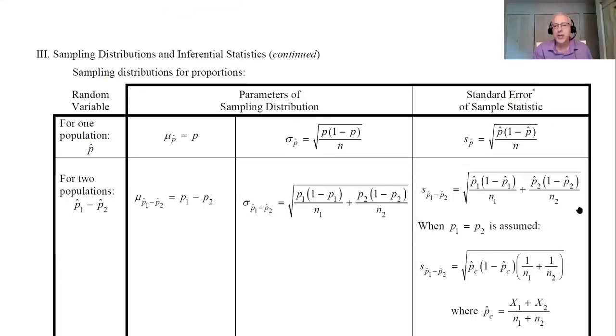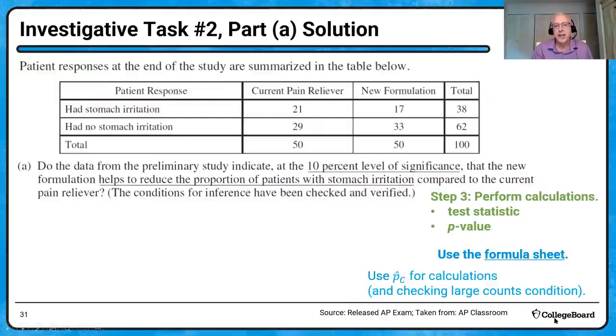And we're in this special case where it's assumed that the two true parameters are equal, where there's no difference between them. So we're going to have to use this special formula to get the standard error in the denominator of our test statistic. And we're going to have to compute this p hat sub c, the combined or pooled proportion of successes in the two samples combined. And that's a reminder, whether you're checking the conditions or you're performing calculations for a test of null hypothesis of no difference in the true proportions, you should use this p hat c for the calculations. It tells you on the formula sheet, and it's something that you should remind yourself about.